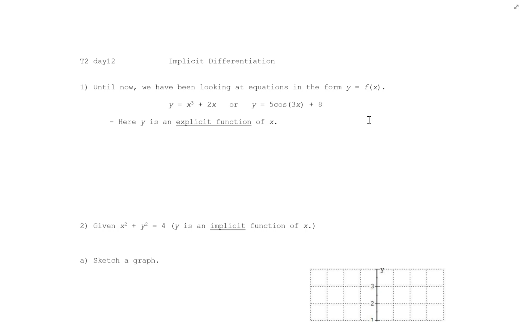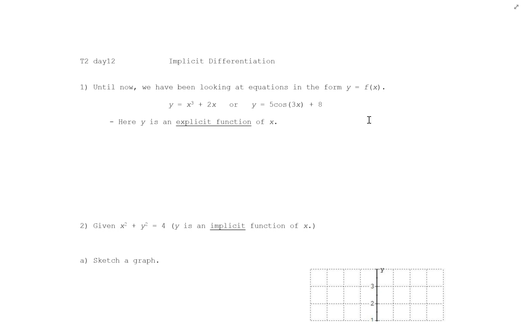These are the implicit differentiation notes, trimester 2, day 12. I wanted to go through some of these quickly, either as a repeat for some of you or for those of you who may have missed class. What we're looking at is a different way of differentiating.